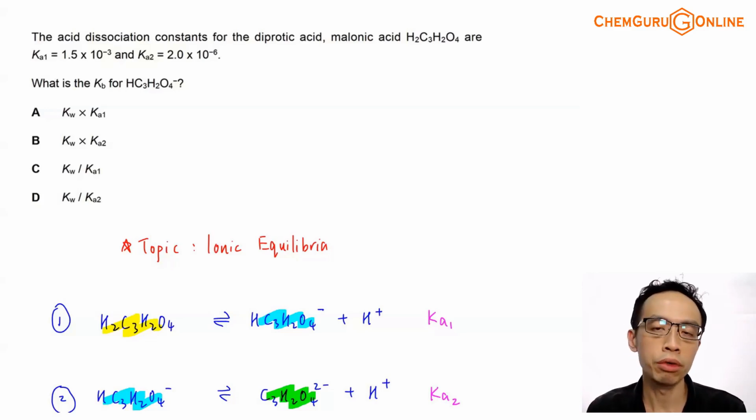Now in this week's video, we want to learn how to calculate the Kb of a conjugate base from the ionic product of water. So let's take a look at this question.